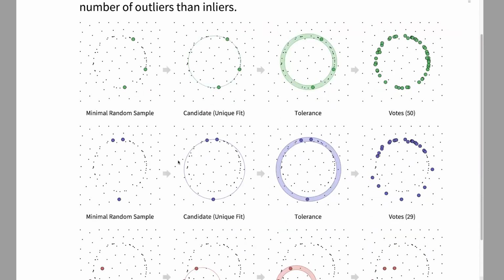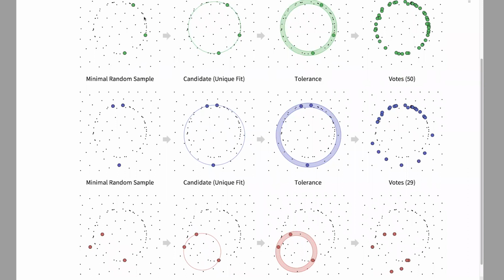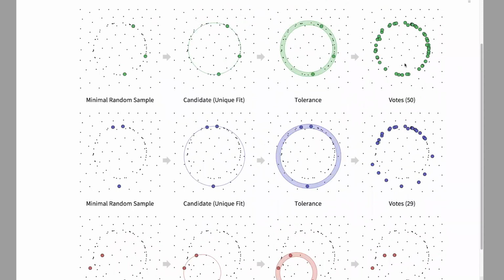We can do that multiple times here. We see the first candidate here is very lucky. It got 3 points on the actual circle, so it had a lot of votes, whereas the last one only had 1 point on the circle, so it had only 7 votes. So in this election, this first candidate would win and be returned as the actual circle.